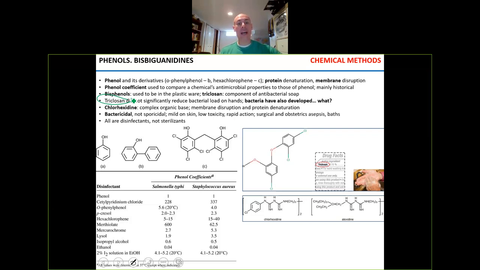Okay, you may find some claims that it's toxic. I mean, the dose makes the poison, but in these concentrations that we used in the soap, it was not toxic at all. Okay.